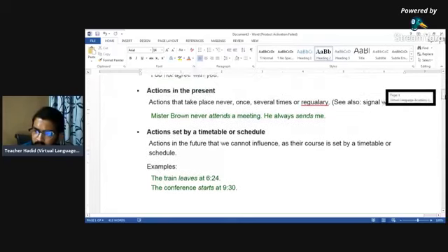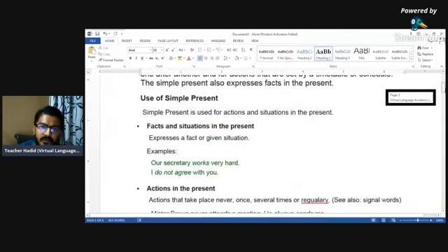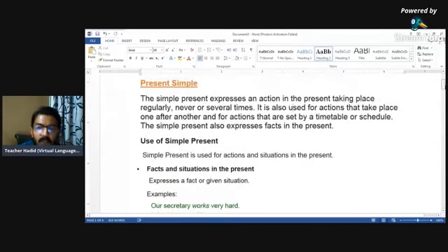So far we have talked about present simple tense. Let me give you a revision. We use present simple tense to talk about actions that we do on a daily basis, actions that we do regularly, or actions that we never do in our life, or actions that we do several times. It is also used to talk about actions that take place one after another, in sequence, like I wake up in the morning, after that I brush my teeth, and then I have breakfast.